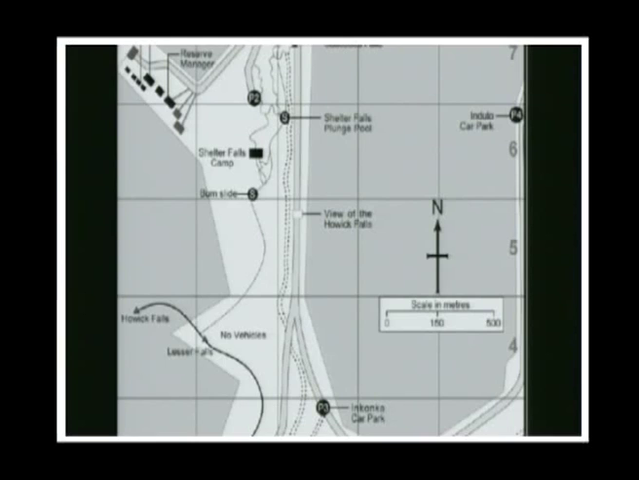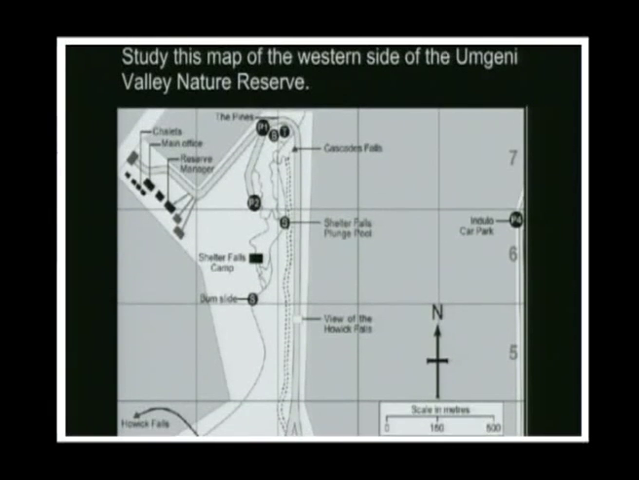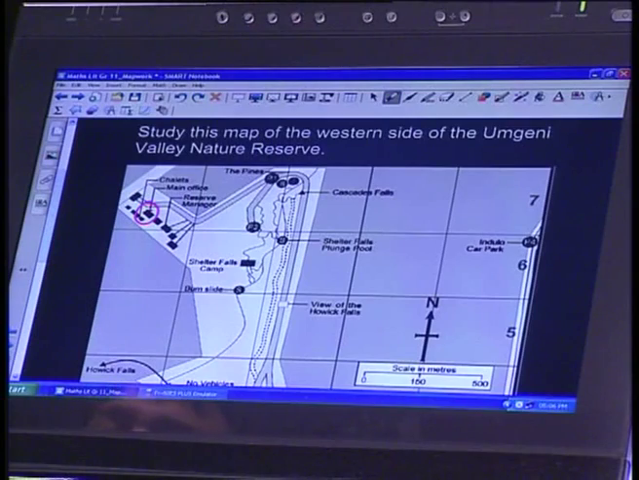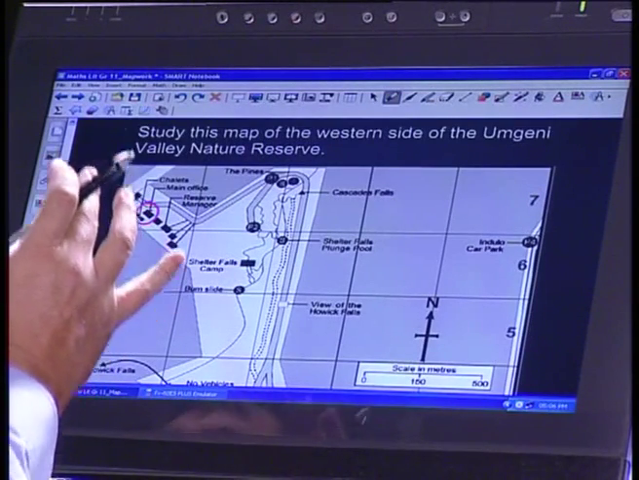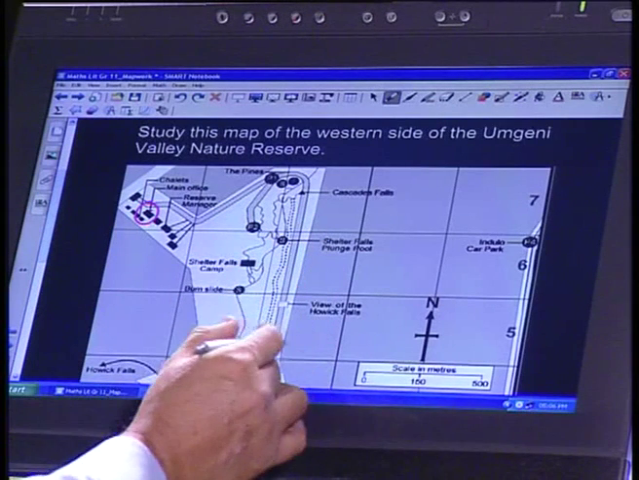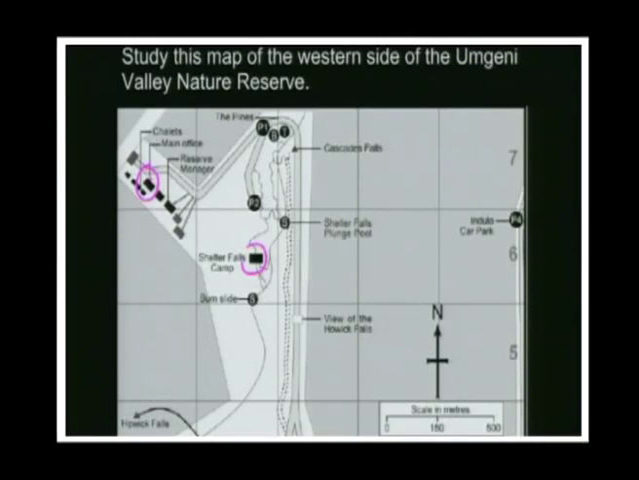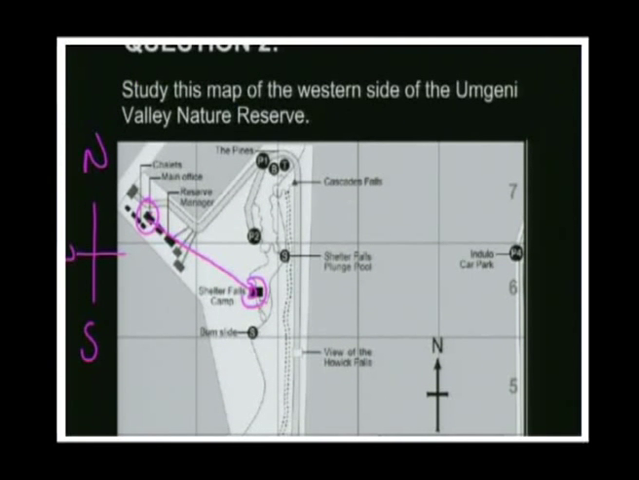The question states this: in which general direction would you be traveling if you went from Shelter Falls Camp to the main office? Now, we've got to find these places. So the first thing we're going to do is say, right, my main office is this building over there, okay? And Shelter Falls Camp, let's look for it. Here it is, right over there. So we want to know what direction am I traveling if I go from the main office to the Shelter Falls Camp. Now, remember, my north, my south, my west, and my east. I'm going in that direction. What direction is that? It's going to be a southeasterly direction.